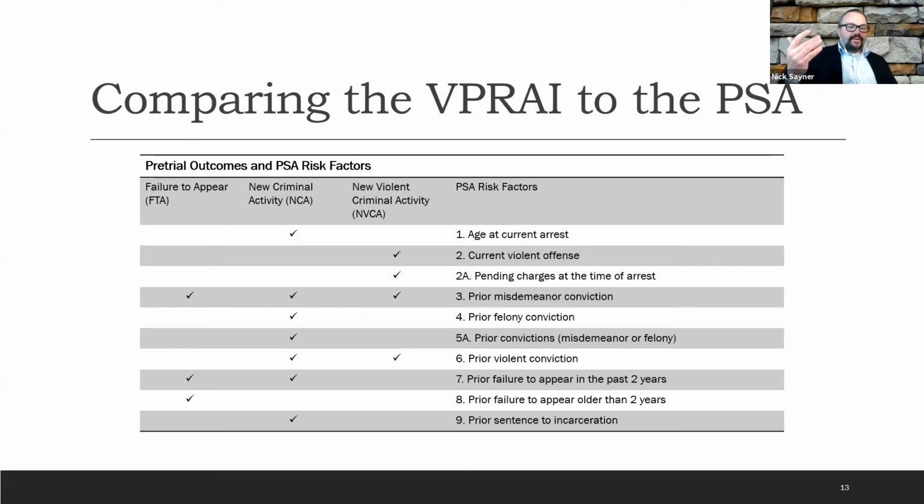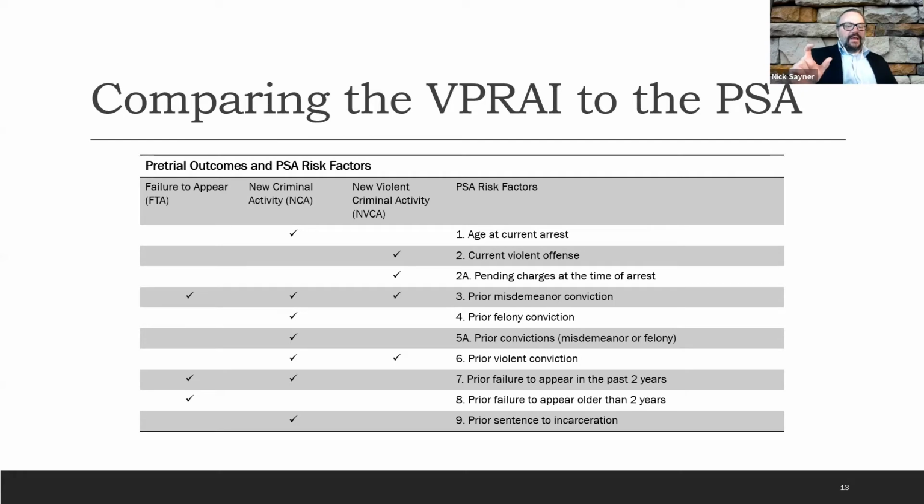So you'll see the factors on the right. There are 9 factors, and you'll notice that some of the factors are only taken into consideration in one of the scores. Some of them are in 2, some of them are in all 3. So you have age at current arrest, so pretty simple. It's the age that the person is arrested at the given time.